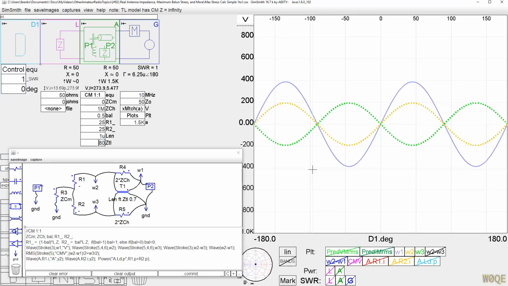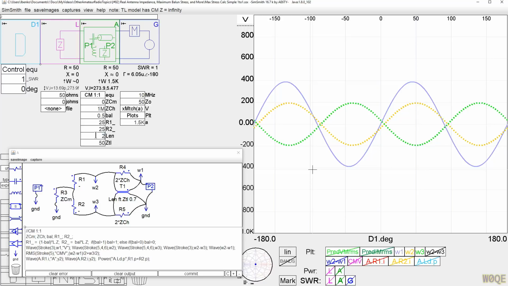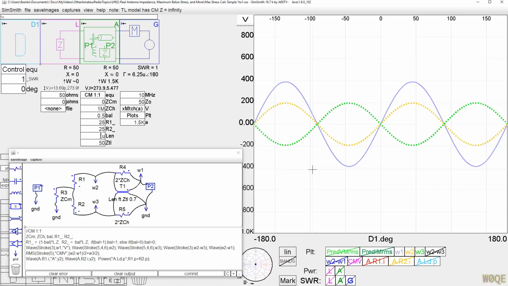It doesn't change anything because it's just such a short length. I can change the length of the balun, and the balun will act differently. But right now, let's go with the smallest length possible. It's an ideal balun. It's got 1,000,000 ohms of choking impedance, so I have 2 million ohms on each side of this balun. This is what I have.